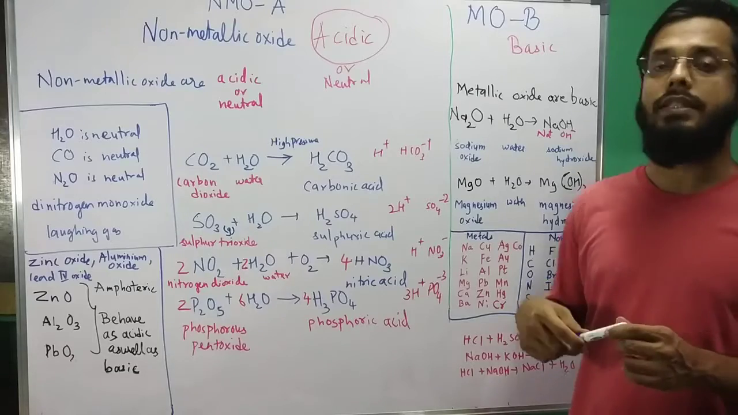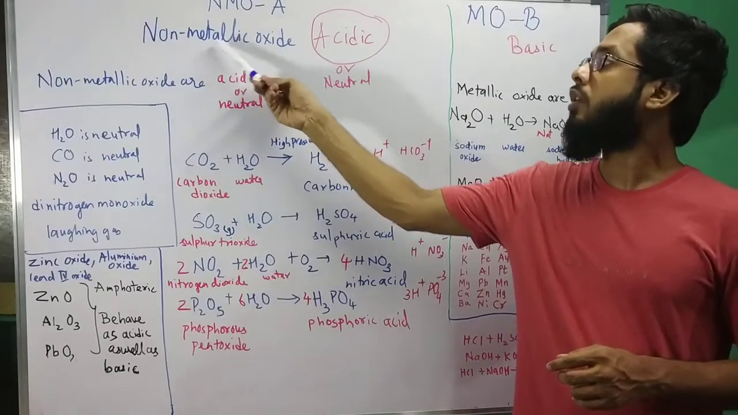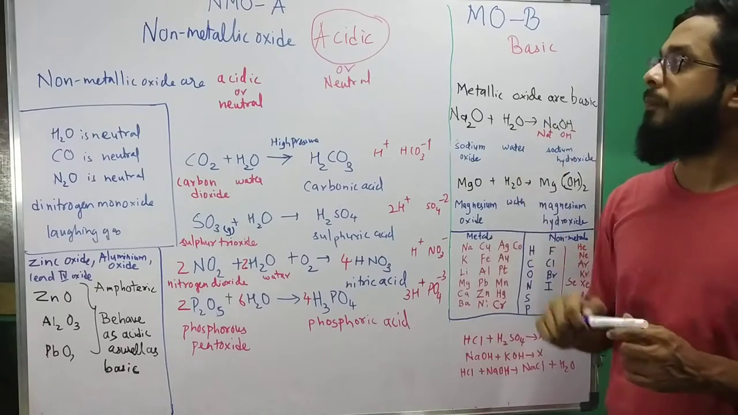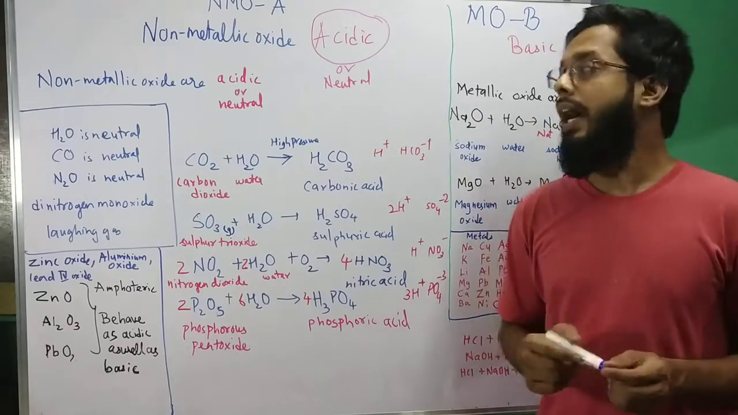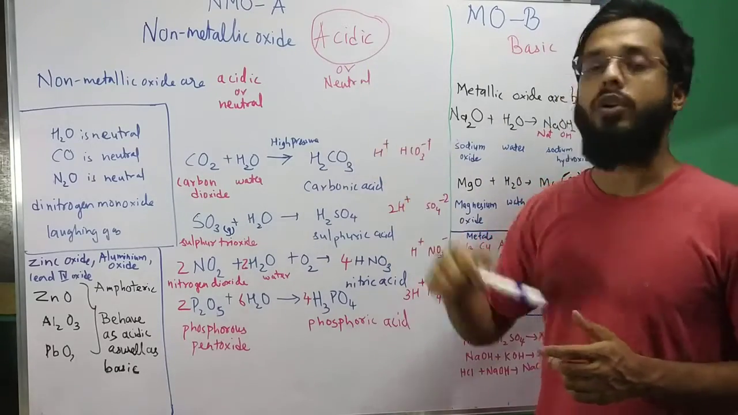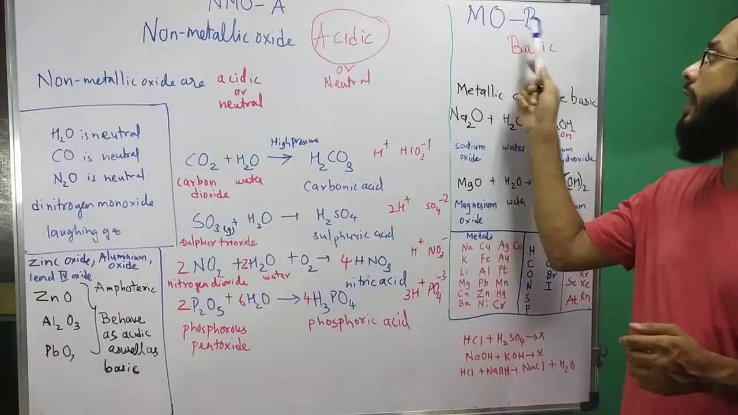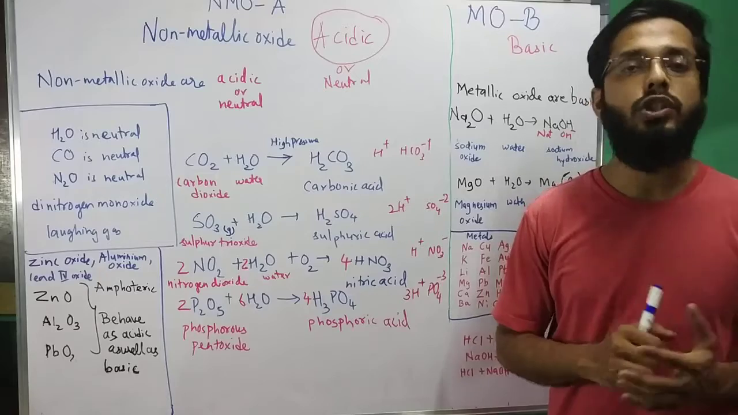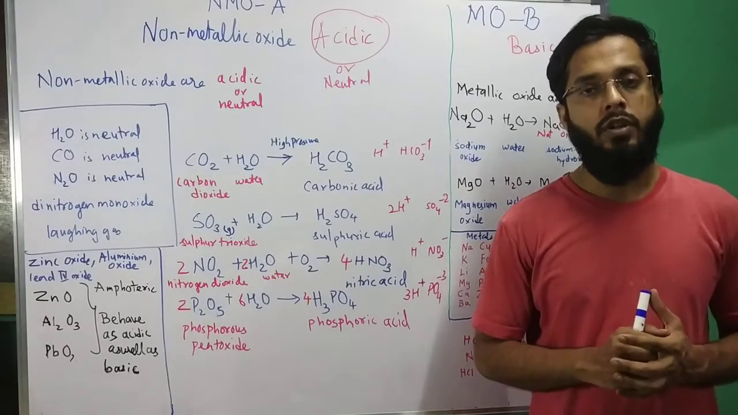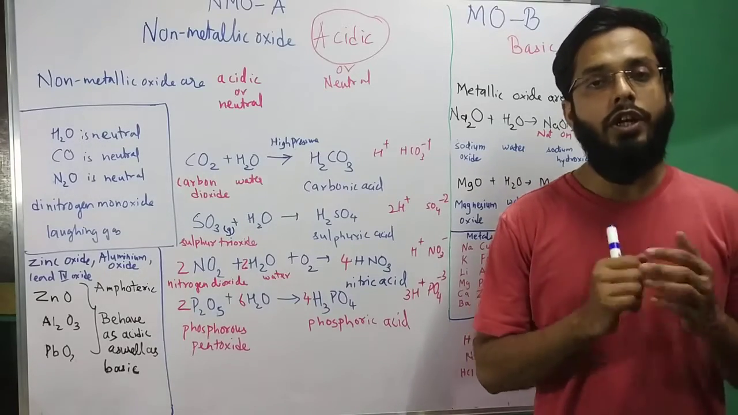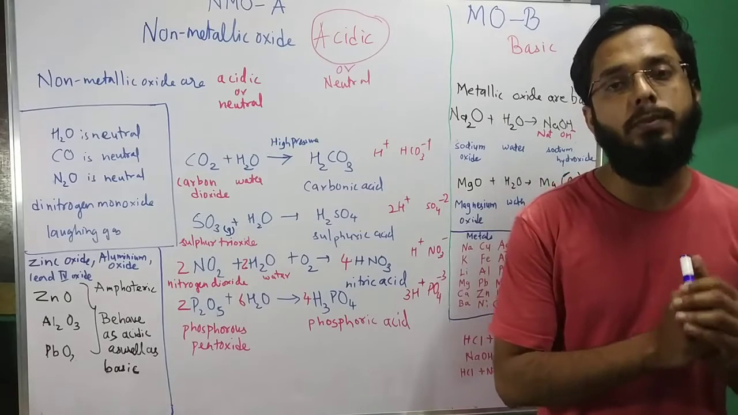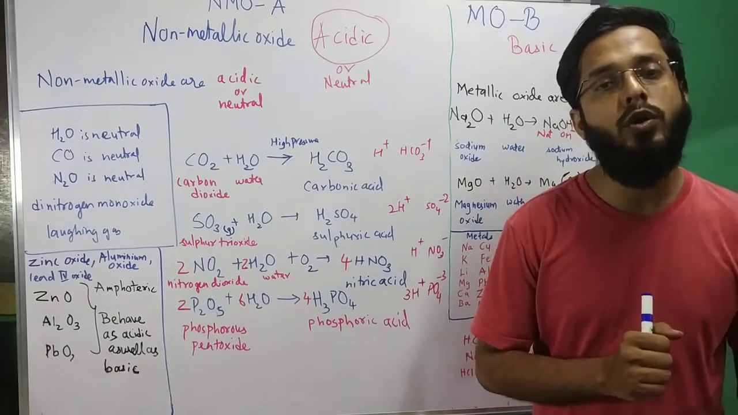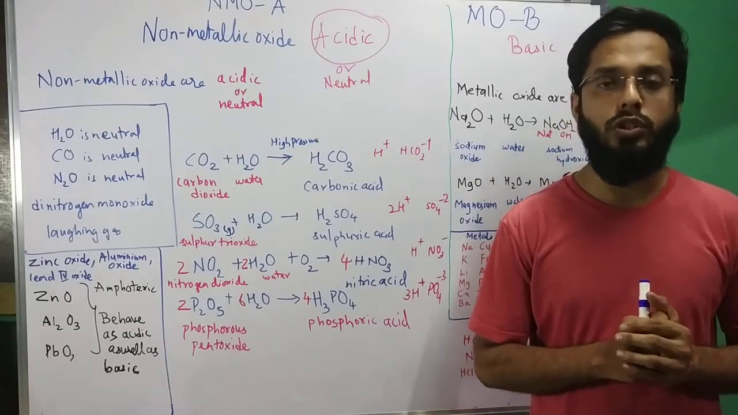Now the topic is non-metallic oxide and metallic oxide. Non-metallic oxide are acidic or neutral, and metallic oxide are basic. So we must remember the definition of acid and base. What are acid? So dear students, acid are those substances which give hydrogen ion in aqueous solution.